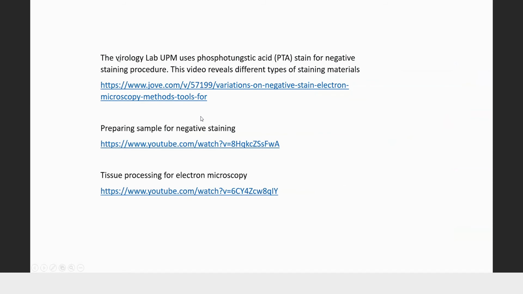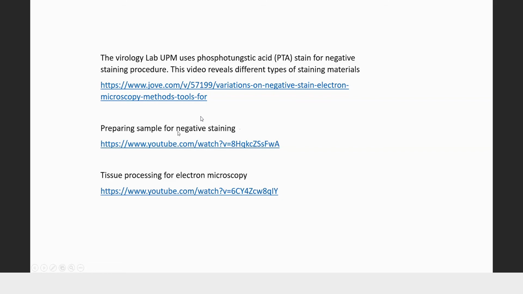For information, in UPM, the very common heavy metal that we use for stain is known as phosphotungstic acid. But in this video, I think there are 6 different varieties of staining, so you can see the differences in the outcome of the staining. Okay, watch this video.